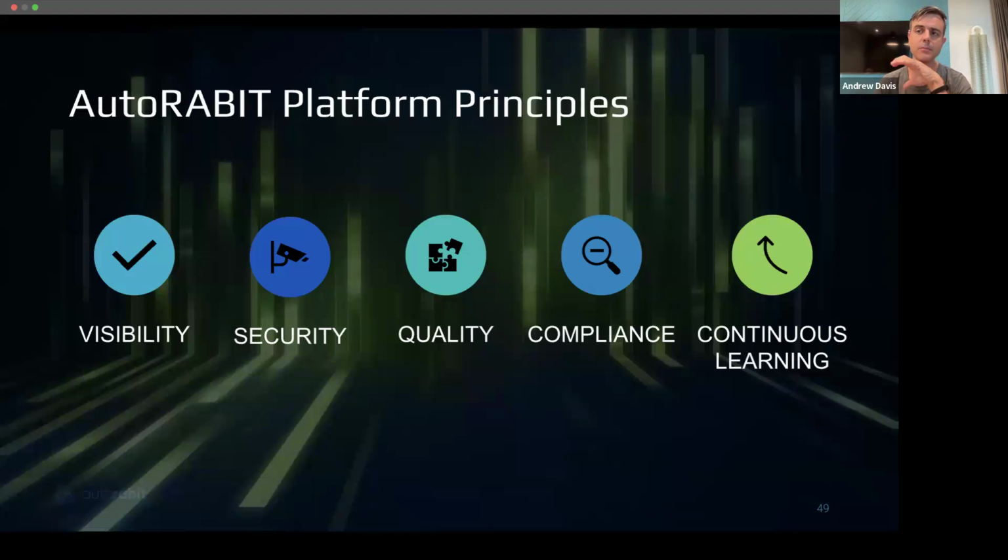We've got five pillars that we build on, focusing on visibility, security, quality, compliance, and continuous learning. So when we're considering how we want to modify, adjust, and evolve our own platform, how we want to adapt, change, and respond to the changing needs, these are the five areas that we put emphasis into in terms of our innovation.